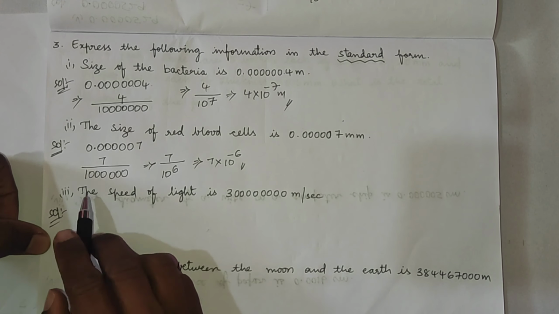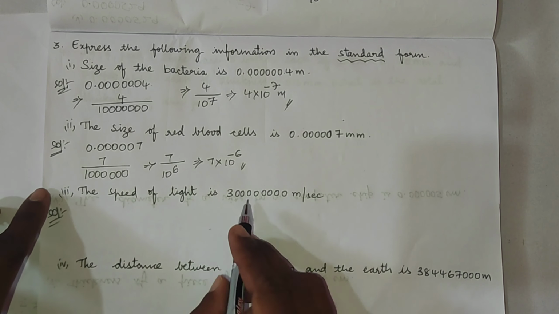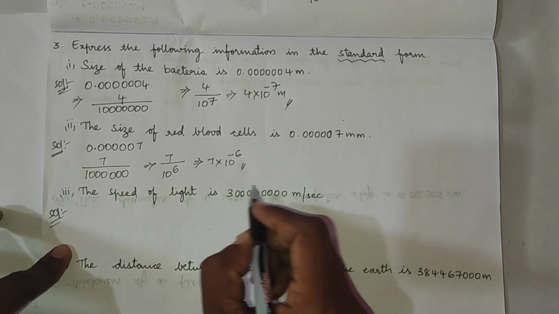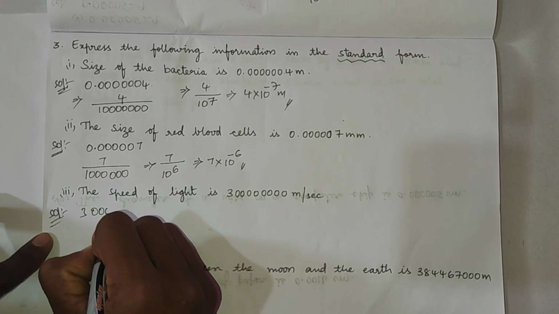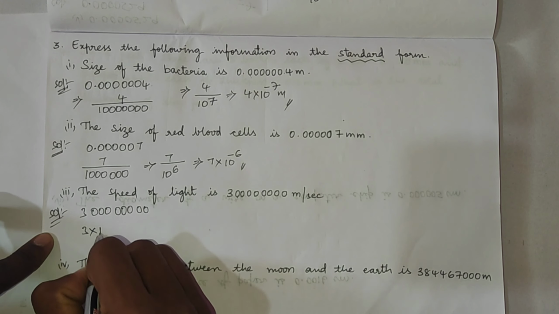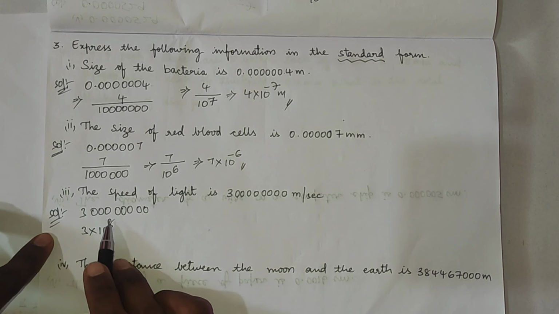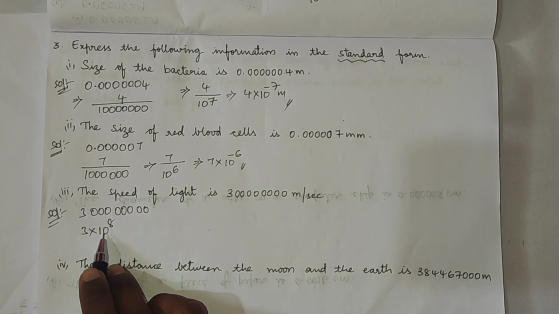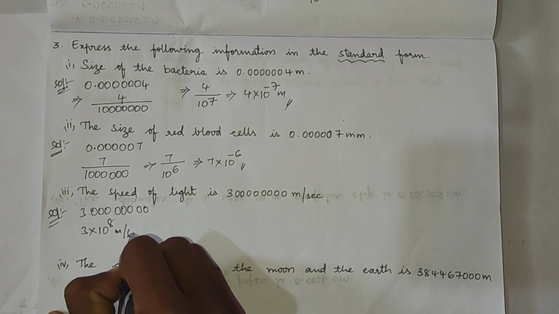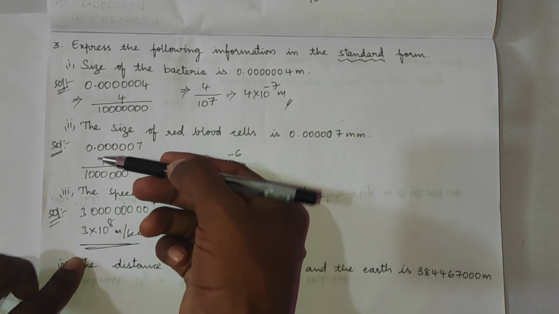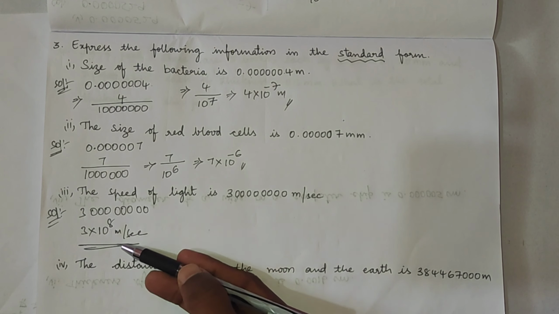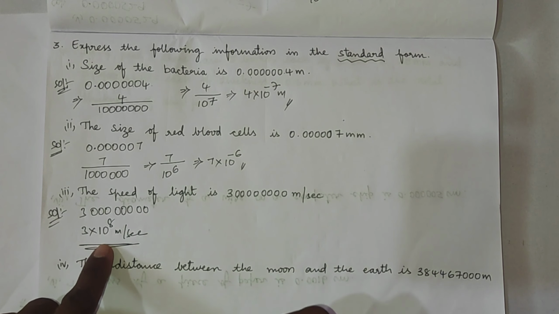What is the third question? The speed of light is given as 3 and then how many zeros? 1, 2, 3, 4, 5, 6, 7, 8. So it is 3 into 10 to the power of 8, because the zeros are 8. The measure given here is meters per second. This is the direct one. If a decimal point is there, we get the denominator and the power is negative. Since the number is given directly, I am writing 3 into 10 to the power of 8 as the answer.